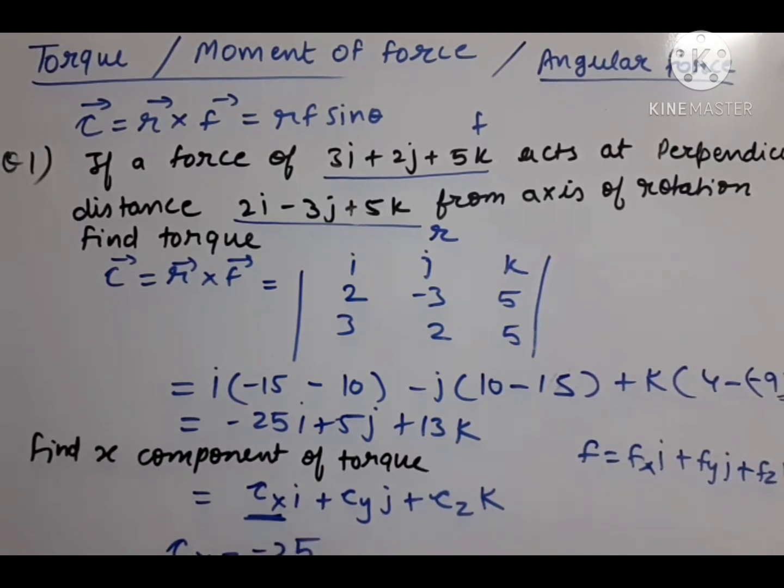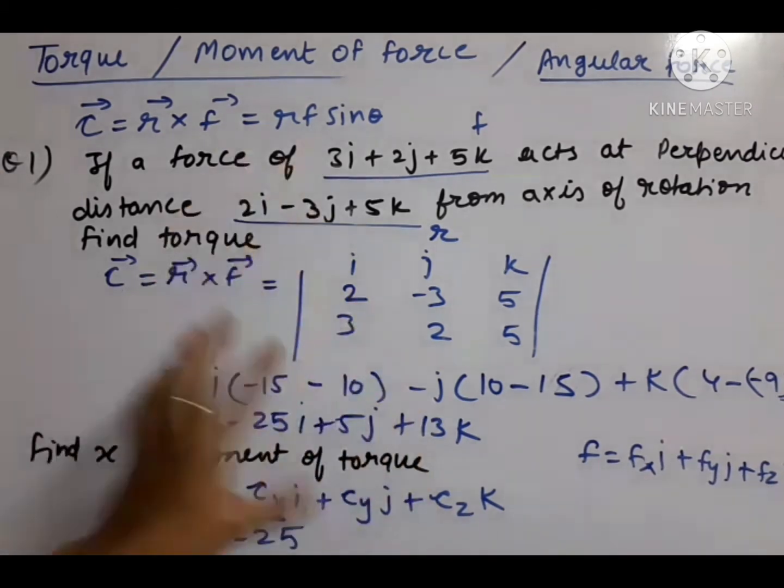So with i, what is there? Minus 25. If only the x component of torque is asked, then what is with i? Minus 25, that is torque x. If the y component of torque is asked, it is 5. If the z component of torque is asked, it is 13. So this way we do the question.